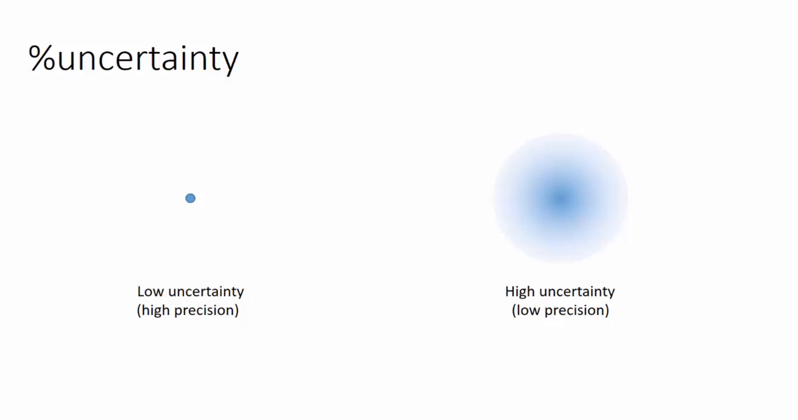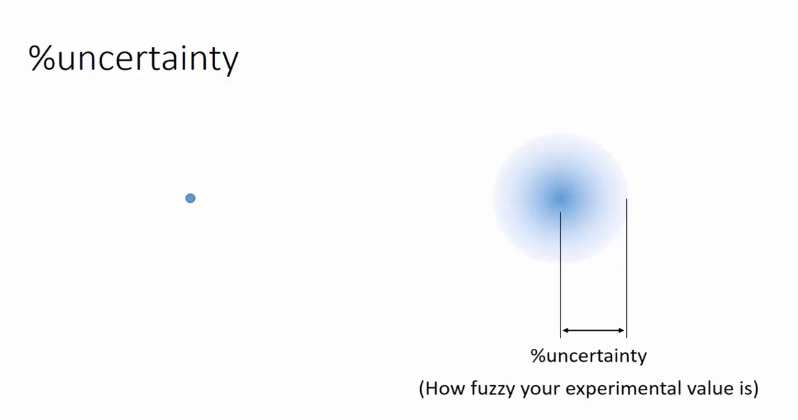Some people call it high precision. Like, you know that number to many, many decimal places. You have very little uncertainty. Or you could have a fuzzy, high uncertainty situation like we have on the right, which we call low precision. So it's more like a scatter shot. It's a huge range. And as a measurement of how fuzzy things are, we use this percentage uncertainty, which is how fuzzy your experimental value is. Well, how does this combine with our percentage discrepancy?